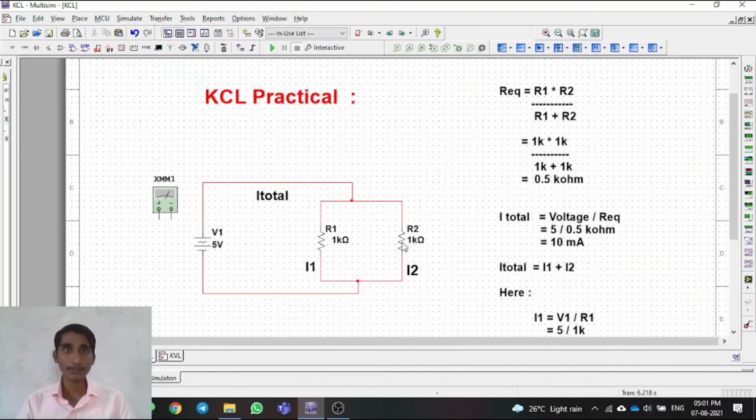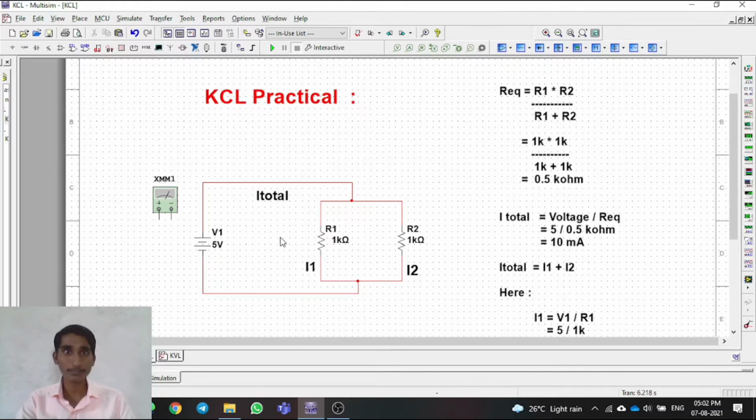Now you can see on your screen I have opened the Multisim software in which I have built a small circuit. We have a 5 volt power supply in our circuit. Also we have 2 resistors of 1 kilo ohm each placed in parallel because we are going to see Kirchhoff's current law, and KCL applies where nodes are there. So for creating nodes we have made these parallel connections.